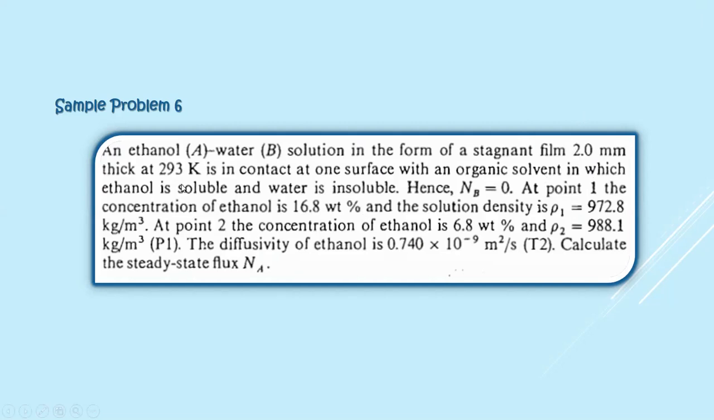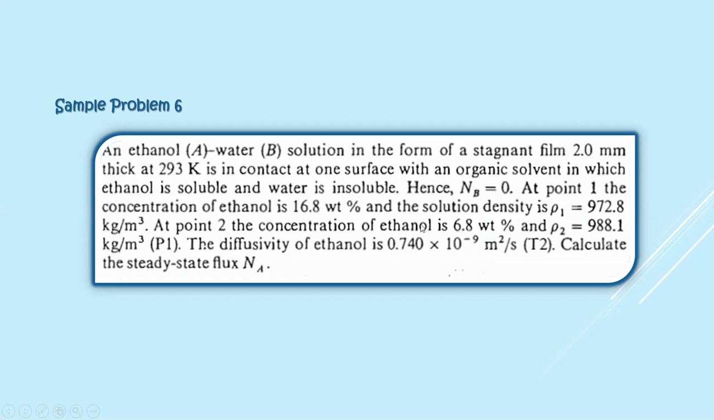at 293 Kelvin and is in contact at one surface with an organic solvent in which ethanol is soluble and water is insoluble. So in this particular scenario, in the first statement, only ethanol will diffuse to your organic solvent, and your water is not to diffuse. This is the non-diffusing component that we're referring to in the previous slide. So in this case, since B is non-diffusing and only A is going to diffuse through our organic solvent, the flux of B would be equal to 0.